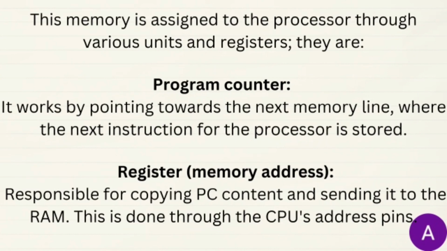This memory is assigned to the processor through various units and registers. They are program counter. It works by pointing towards the next memory line where the next instruction for the processor is stored. Register, memory address, is responsible for copying PC content and sending it to the RAM. This is done through the CPU's address pins.